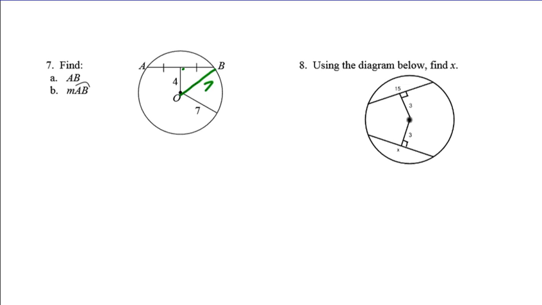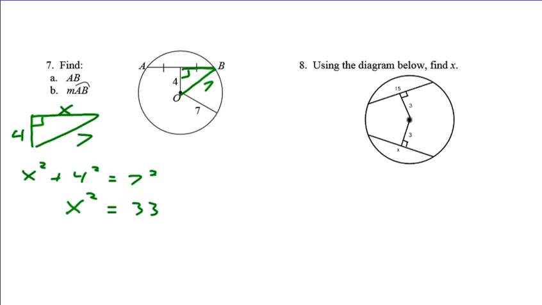Well, first of all, let's find half of AB. And we can do that because we know that when a radius bisects a chord, it is a perpendicular bisector of the chord, which means we have a right triangle, which means we can use the Pythagorean theorem to find this right here. Keep in mind that the hypotenuse is the one that's on the side by itself. So if this is square root of 33, and this is another square root of 33, because they're congruent, AB equals 2 square roots of 33.